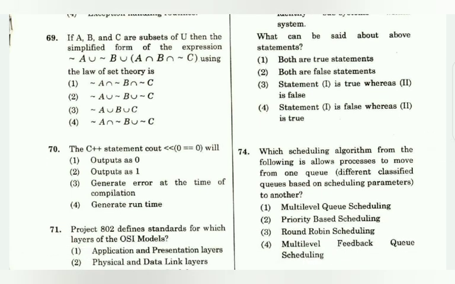The C++ statement cout, where c equals to 0, will be. So here from the given options, c equals to 0 is a Boolean expression which returns 1 if c is 0 and 0 if c is non-zero. Thus cout prints 0 or 1 based on c's values. So option 1 outputs as 0 or 1, that is 1 or 2 will be the correct answer based on the c values.